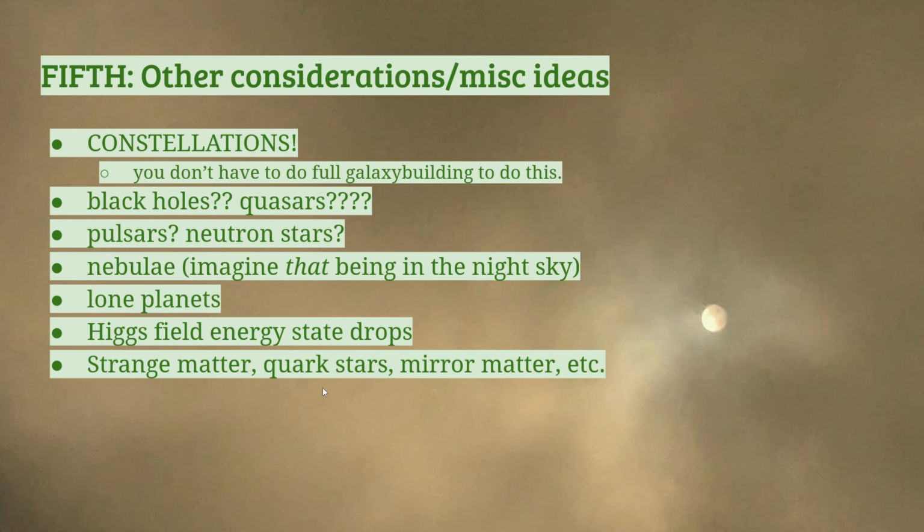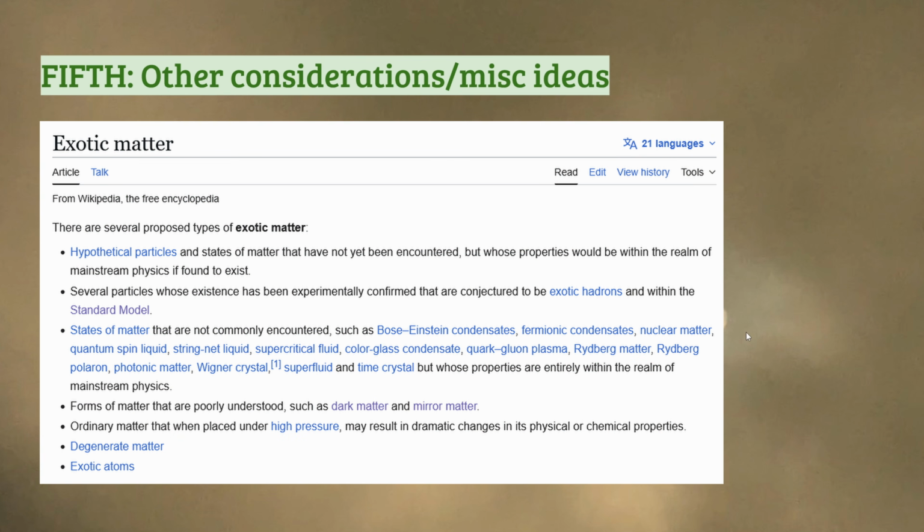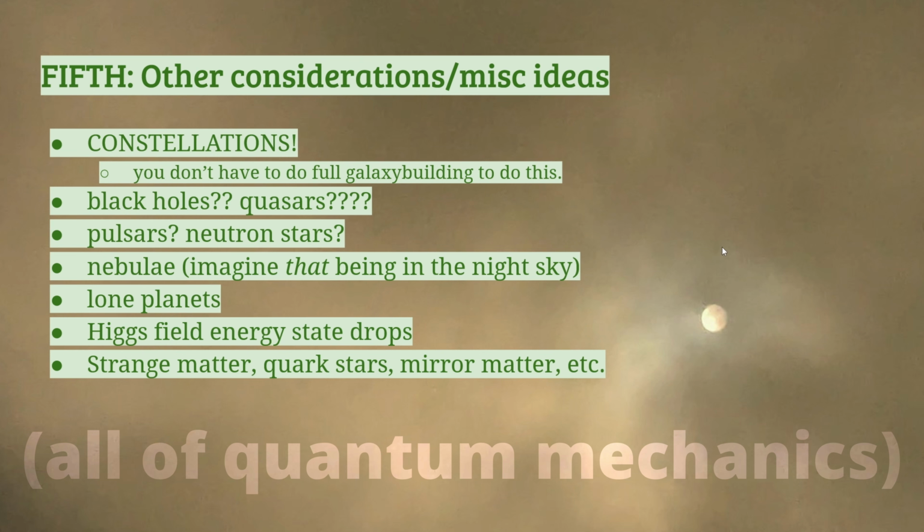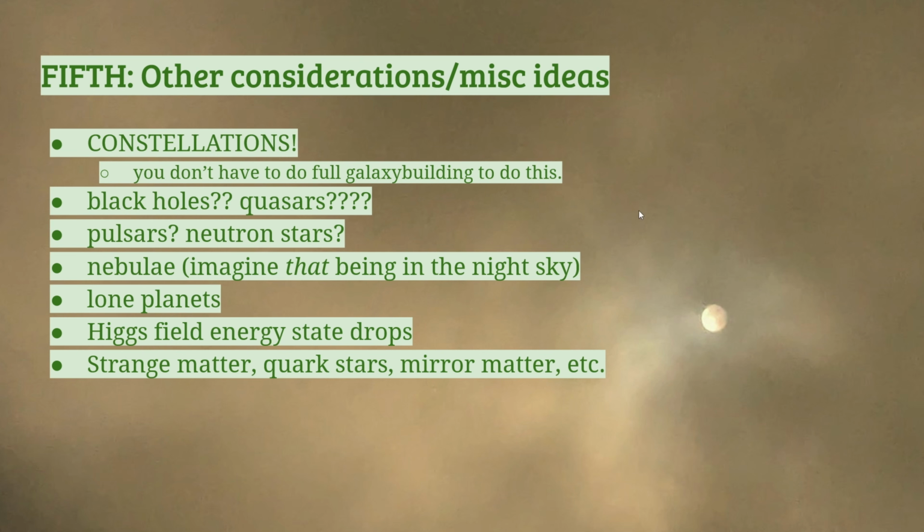And then just rapid fire here. Strange matter, quark stars, mirror matter, etc. The exotic matter page on Wikipedia is full of really weird and interesting stuff that you could include. Weird and interesting stuff, by the way, that is either currently existent within our universe or theorized to exist here. Reality is weird, and you don't even have to leave conventional physics to reach things that are basically just magic. So imagine what could happen if you actually include some magic.